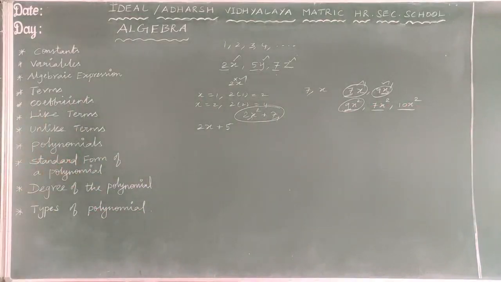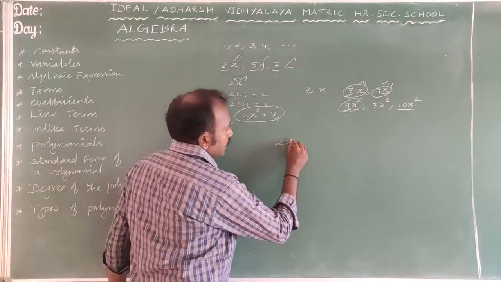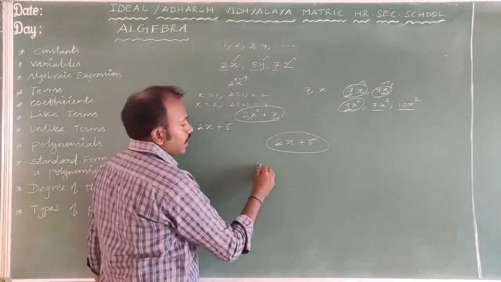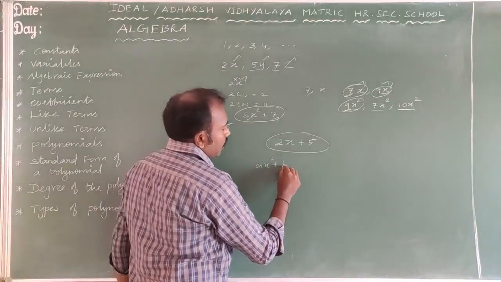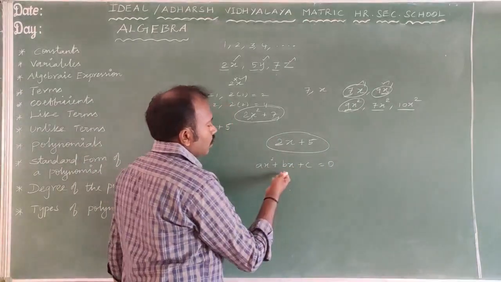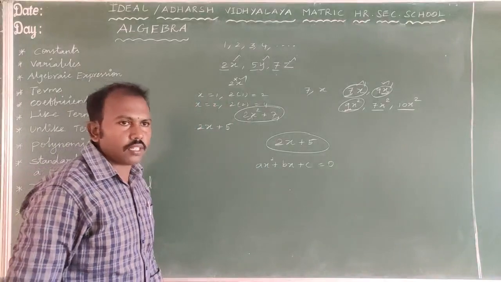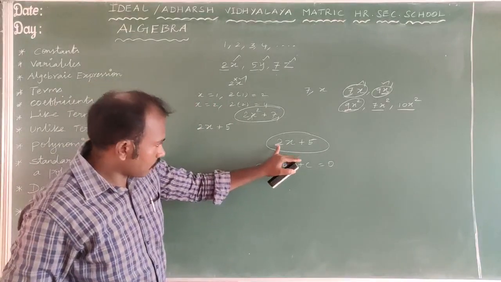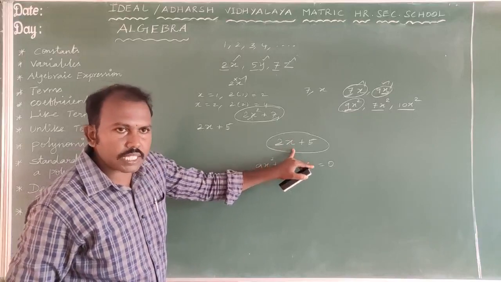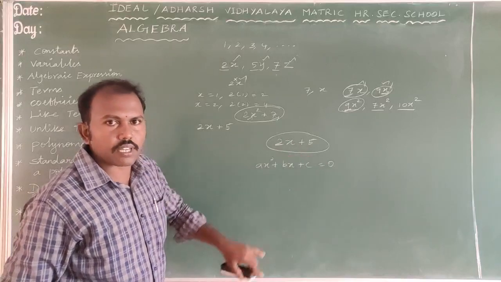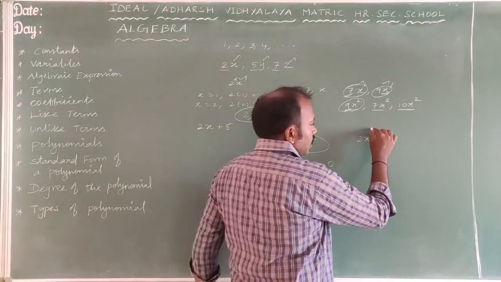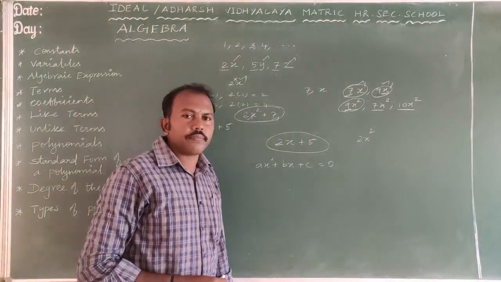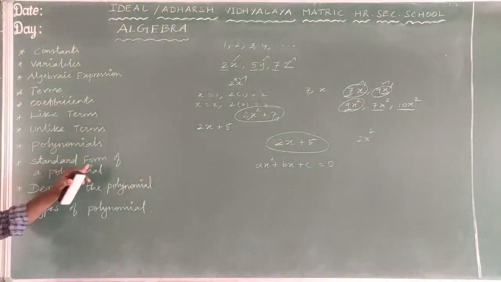Next one, polynomial. For example, 2x plus 5, that is a polynomial. Then ax squared plus bx plus c is equal to 0, this is also a polynomial. So a polynomial is the addition of constants and variable multiplications. 2x squared is also a polynomial. So next one, standard form of a polynomial.